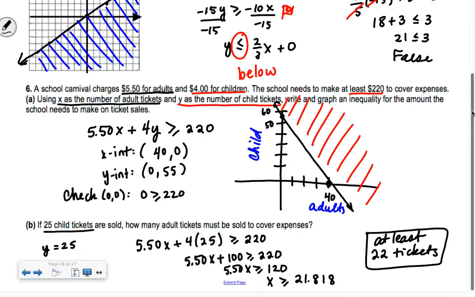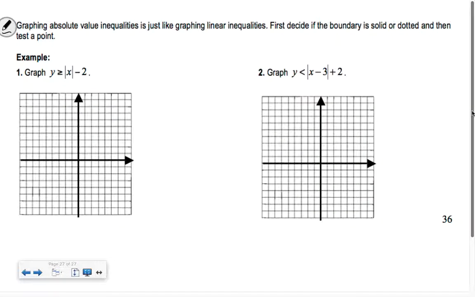All right, and the last thing we have is graphing things that aren't lines. So things that are, you know, absolute value or x squared or whatever. I think it's just absolute value on these ones. So it says graph the absolute value inequalities. When you graph these, it's just like linear inequalities. So first you decide if the boundary is solid or dotted. You graph the boundary line, and then you pick a point to see if you go above or below.